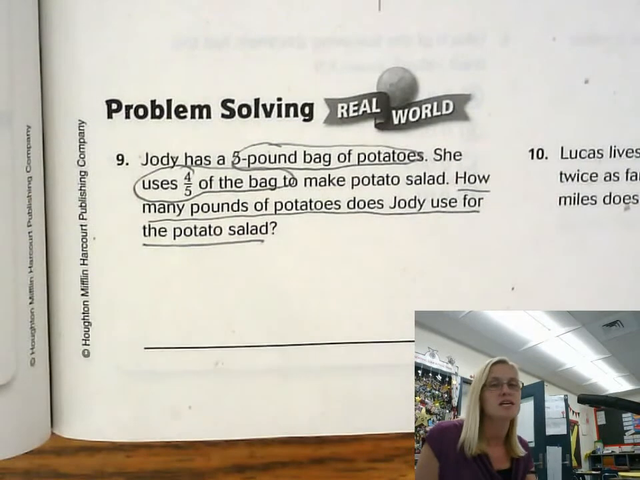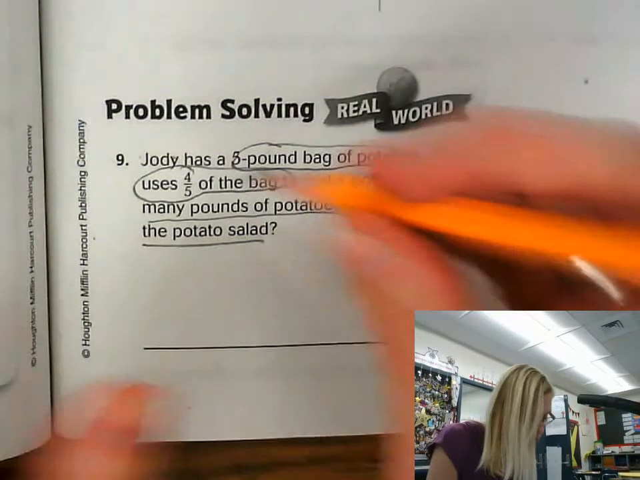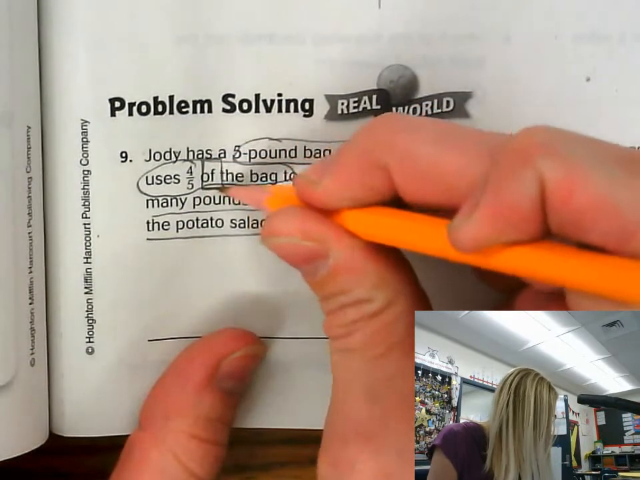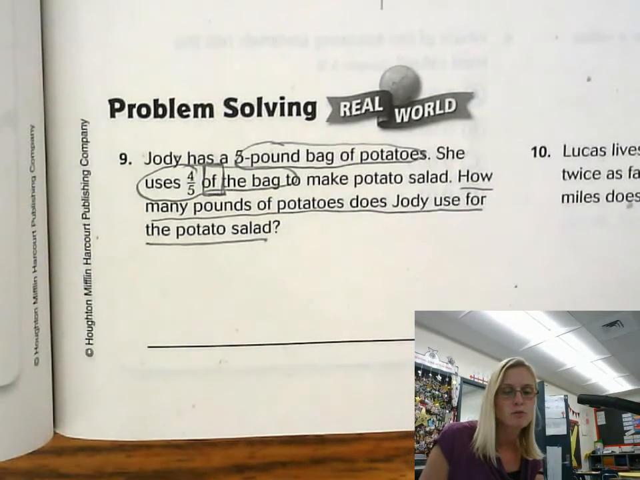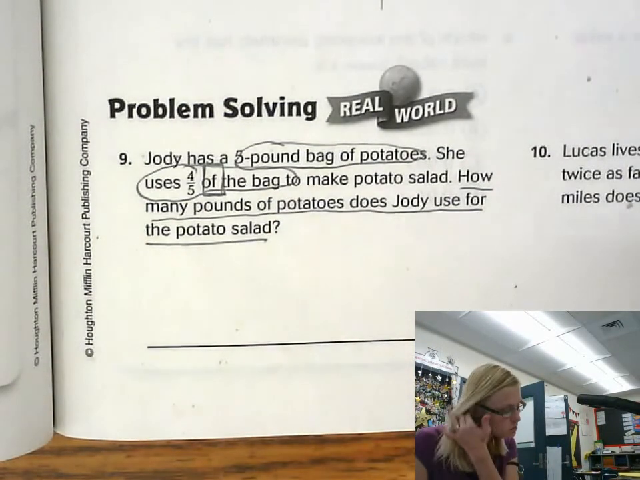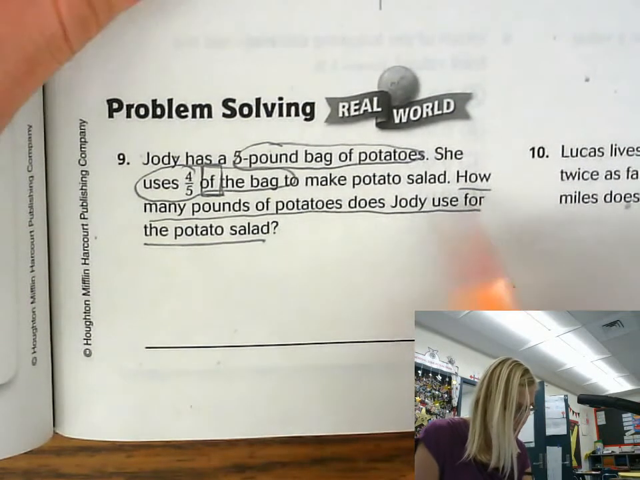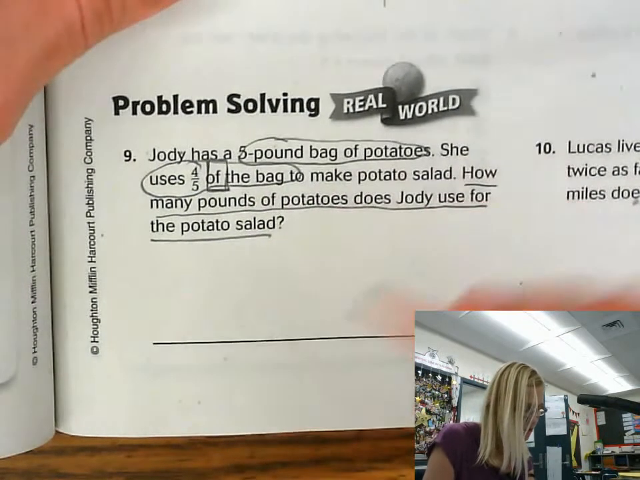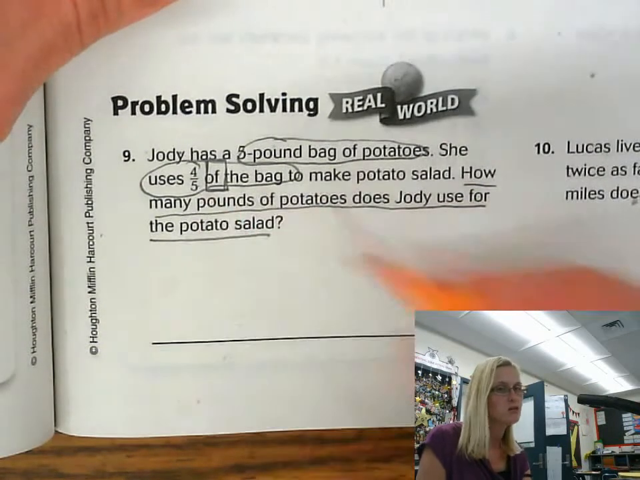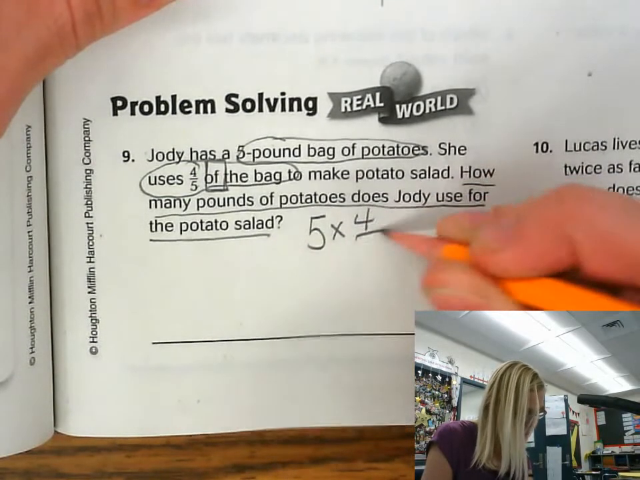So now I've done my C and my U, and I'm at the B. For B, I'm supposed to box my operation word, and in this case, my operation word is the word of. Of tells me to multiply. So I'm going to move on to my E. I want to evaluate an expression to solve this. I need to look back at my information. I'm figuring out how many pounds of the bag Jody is using, and I know that she has 5 pounds and 4/5 of it is being used. So I'm going to be multiplying 5 times 4/5.